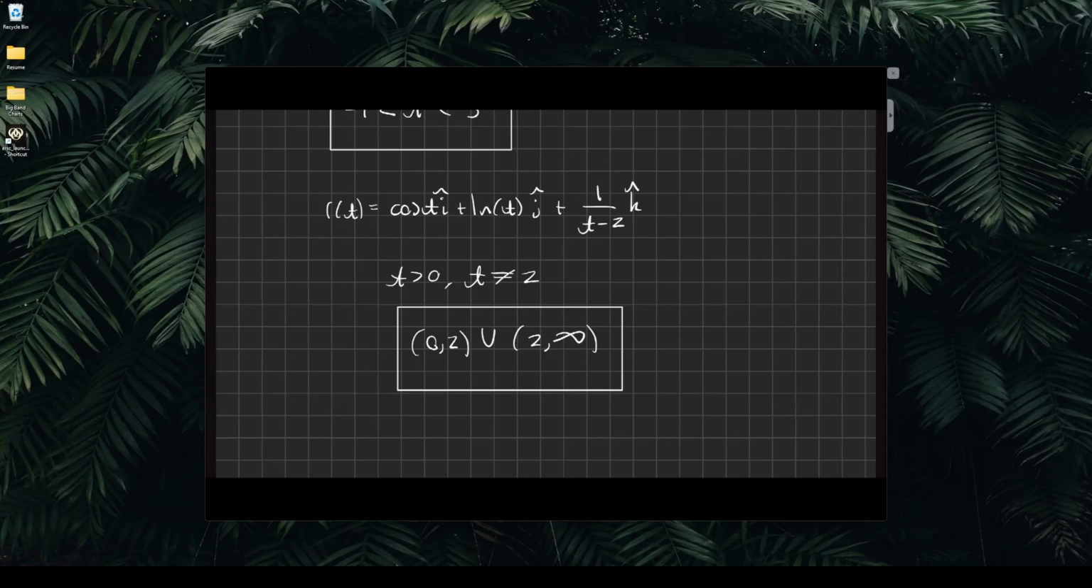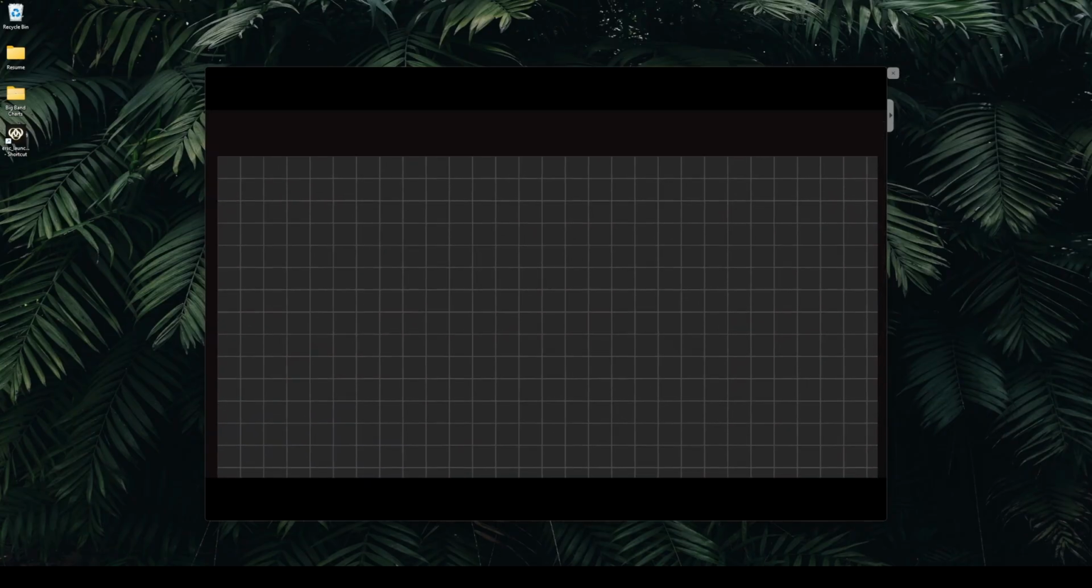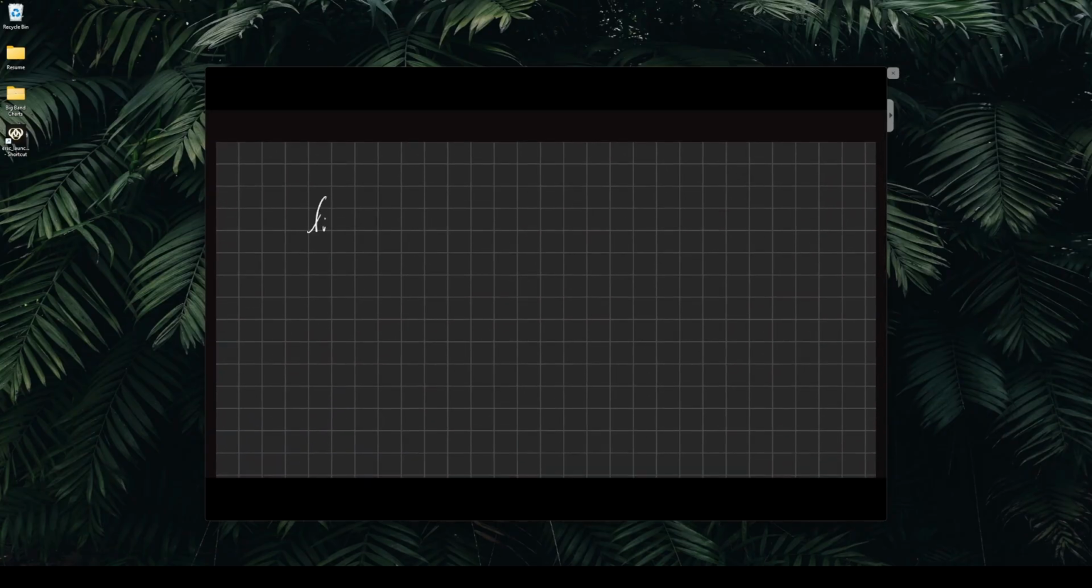So now problems 3 and 4 are asking about limits of vector equations. So they asked us to calculate the limit as t approaches 0 of the vector given by e to the minus 3t i plus t squared over sine squared of t j plus cosine of 2t k.